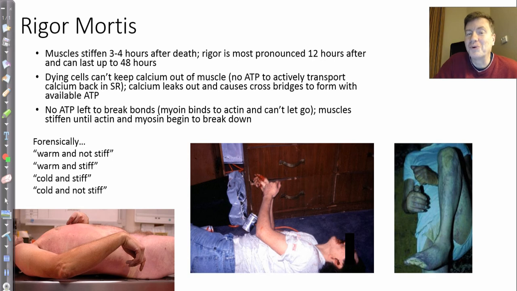They can be warm and stiff. That means they have not died too long ago, but they died long enough ago that they've actually started rigor mortis. So this person may have died 5, 6, 7, 8 hours ago, depending on environmental conditions and how well they're dressed and how much clothing they have on, etc.